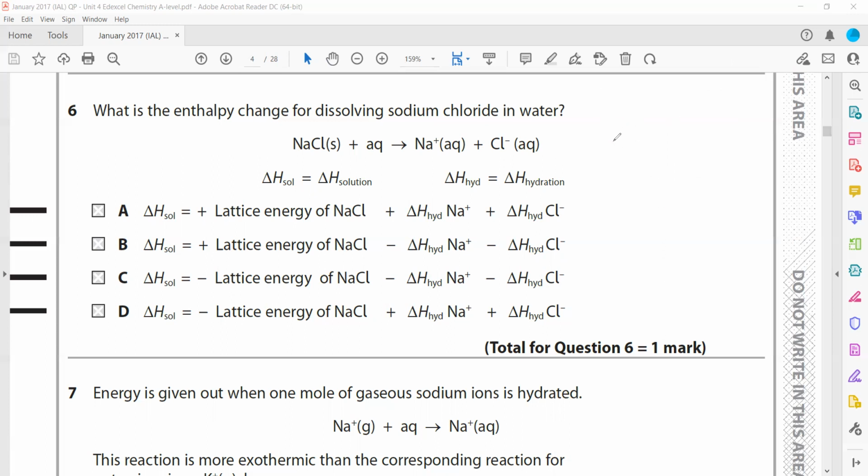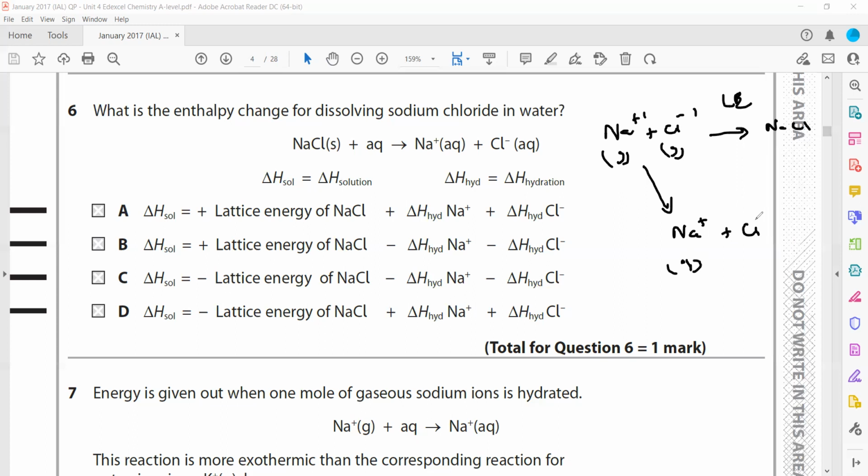For example, we have sodium ion and chloride ion, and it forms sodium chloride, NaCl. So we call this the lattice energy. Or first, sodium ion in a gaseous state and chloride ion in a gaseous state form sodium ion in aqueous state and chloride ion in aqueous state. So we call that the hydration energy. Or the sodium chloride, which is solid, dissolves and forms sodium ion in aqueous. So that is called enthalpy of solution.